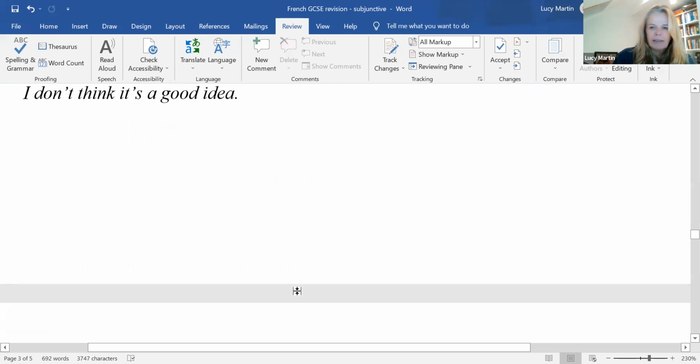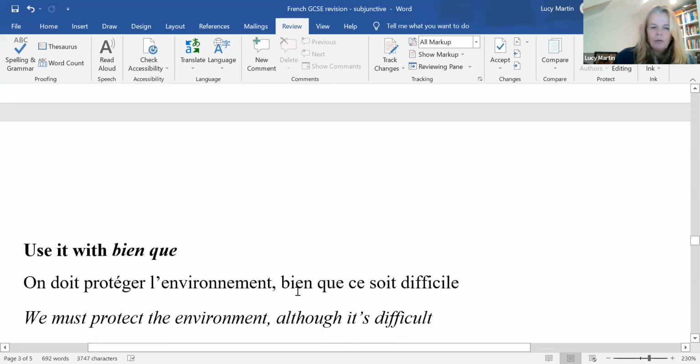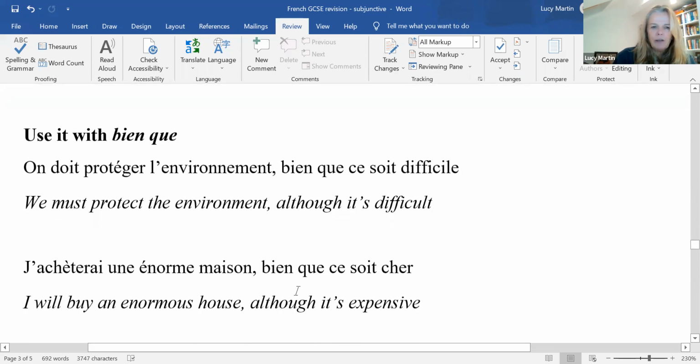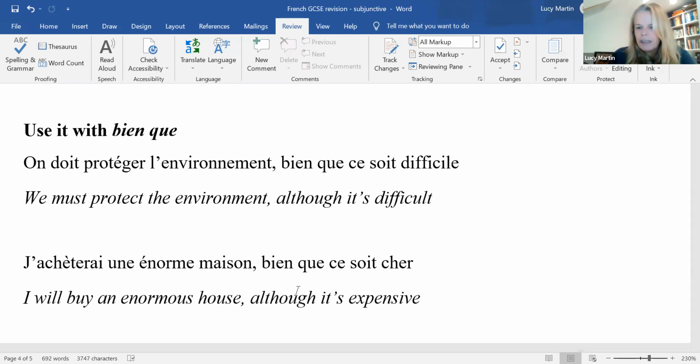Let's have a look at some specific situations where you use the subjunctive. Have a look at this. Bien que means although. On doit protéger l'environnement, bien que ce soit, not c'est, not it is, but subjunctive it is, ce soit, not c'est, difficile. Okay, one must protect the environment, although it be difficult. Although it's difficult, although it subjunctive be difficult.